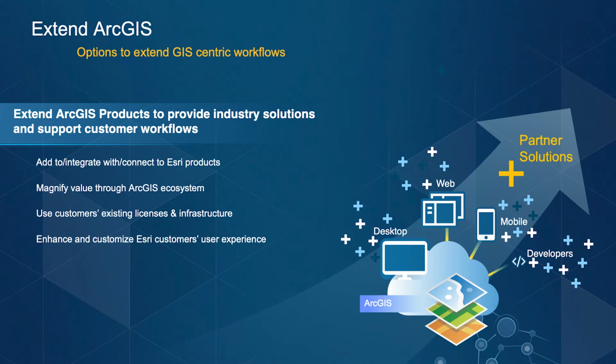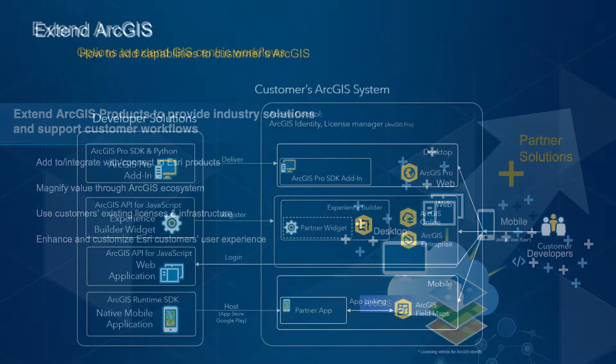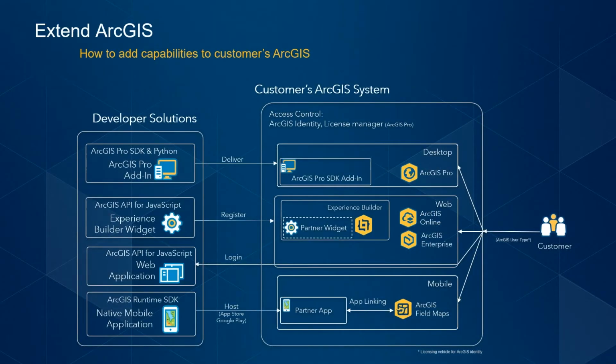So let's go deeper and talk about what are the possible integration options with customers' ArcGIS system. Like I mentioned earlier, extending on a customer's ArcGIS essentially means two things. First, you are adding new capabilities. And then second, you're offering a new UX. So since it's a customer's ArcGIS, we don't want to focus or talk a lot about customers' ArcGIS architecture. Instead, we want to focus on how you as a developer can offer and connect your app with the customer's ArcGIS. So on this slide on the left, we have possible developer solutions, and on the right, we have the customer's ArcGIS system.